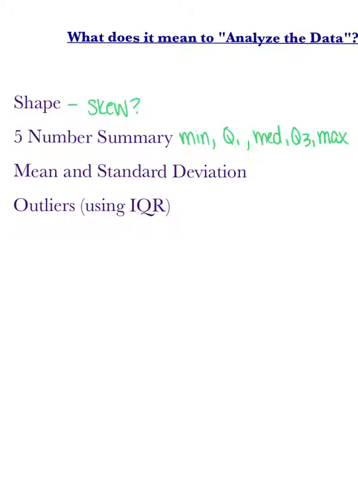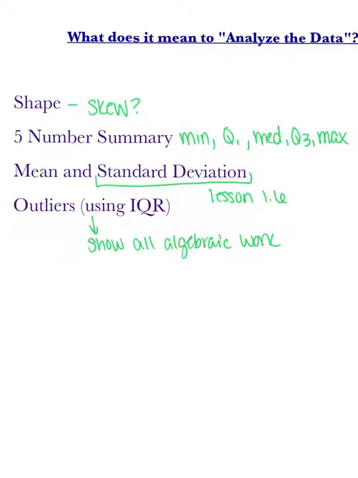Next, I need to add the mean and the standard deviation. The mean gives me the spread. Now, standard deviation we are going to talk about in lesson 1.6. So for right now, don't worry about standard deviation. That'll come later on. But you can give me the mean. And then next, you need to give me the outliers using IQR. You have to show all your algebraic work to prove your outliers whenever I ask you to analyze the data. So when I say analyze the data, these are all of the different things that you've got to show me. And now you should be all set. You should be good to do problem set 1.4.